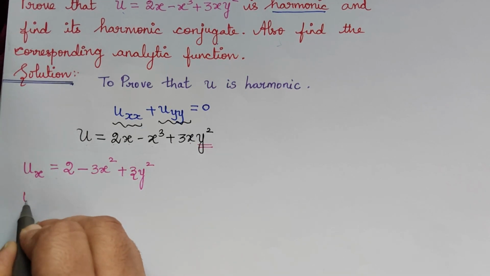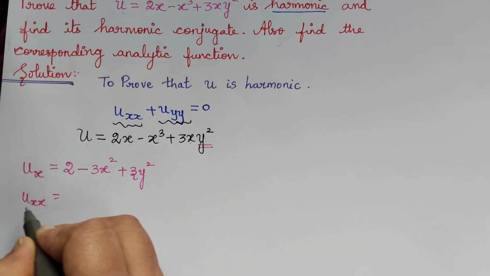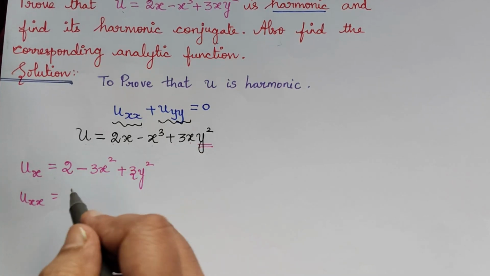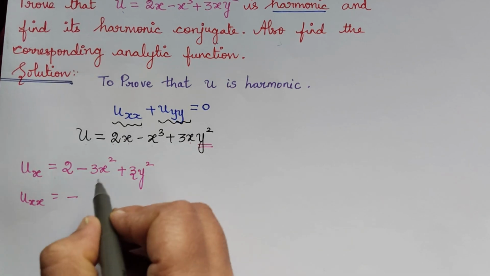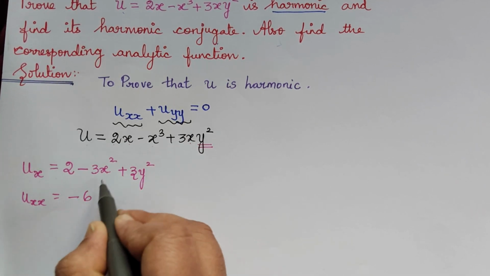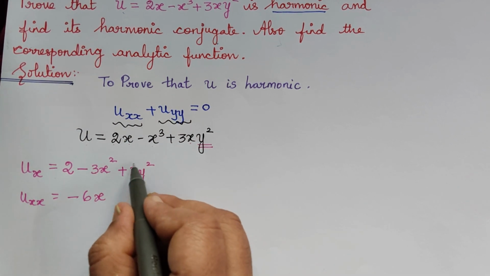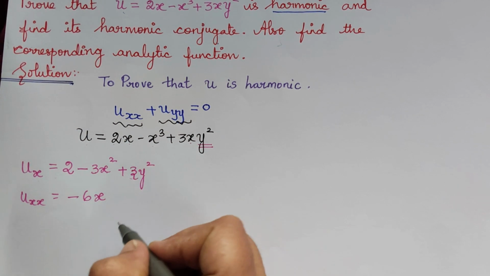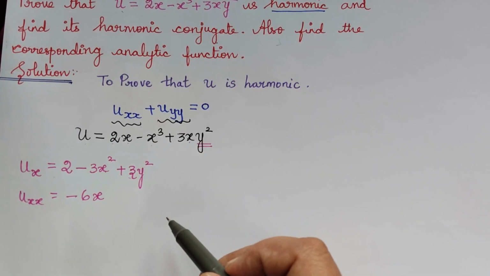And we should also obtain uxx. So we further differentiate ux in order to obtain uxx. The differentiation of 2 is 0, minus the differentiation of 3x square, which is 6x, plus 0 because y square will be treated as constant. In a similar way, let us find uy and uyy.